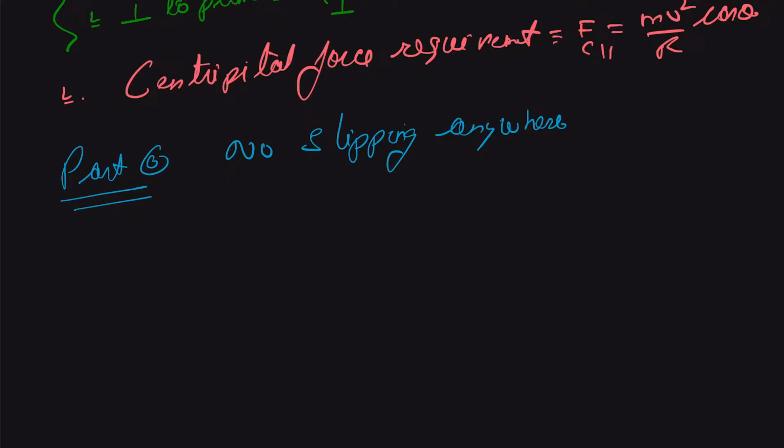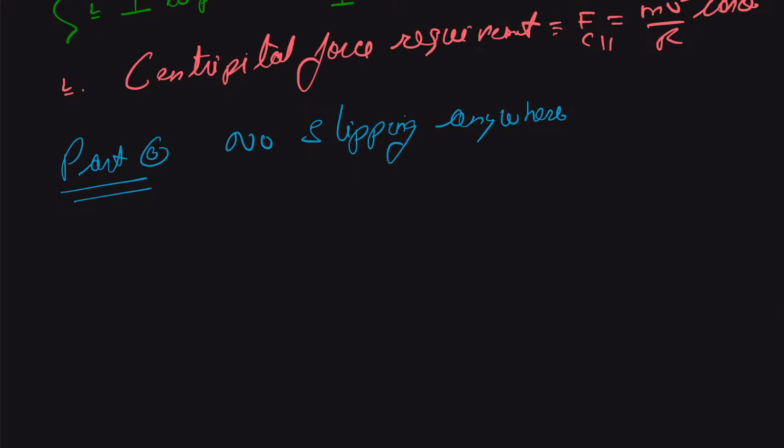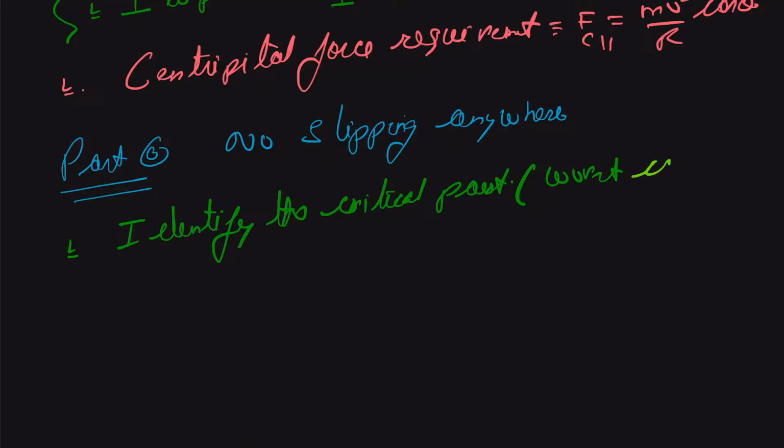And so for this we are going to identify the critical point, or we can say the worst case point. Now this worst case point is nothing but a point where the force of friction will be stretched to its maximum limit.